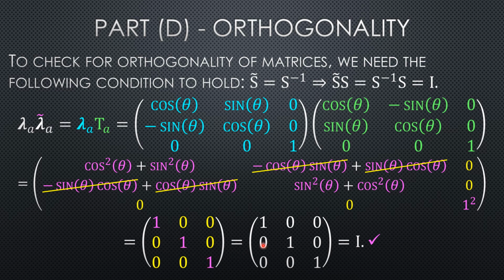Get rid of the colors. Now that we're done with the algebra, we see that we have the identity matrix here. So we can say that that's equal to I, and we do satisfy the condition needed to make sure that these matrices are orthogonal. Pretty darn cool.